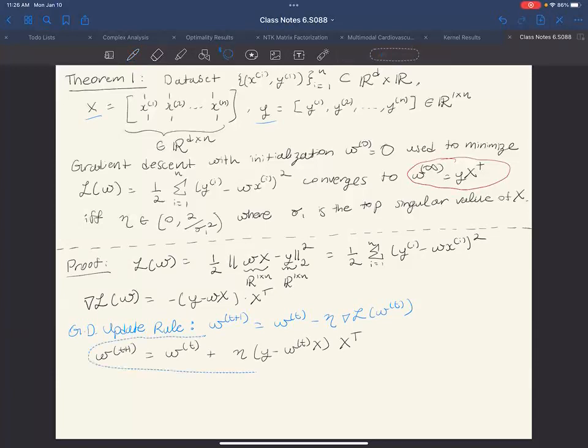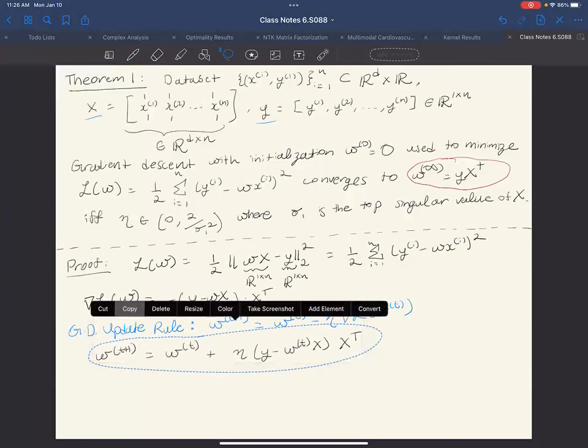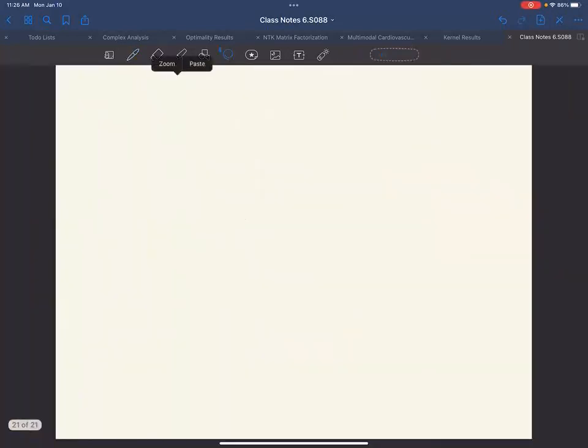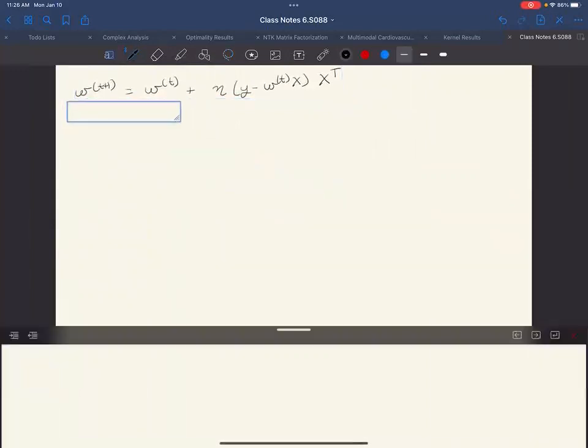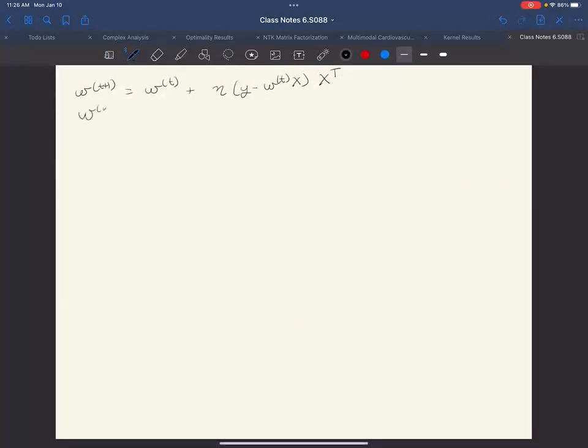To give myself a bit more room, let's copy this over to the next slide. Now keep in mind we have this initial condition, w at 0 equals 0. Let's start writing out the terms w1, w2, w3, and so on, and see if a pattern emerges. First, I'm going to rearrange this term up front and group the two wt's together. I get wt times (the identity matrix minus eta x x transpose) plus eta y x transpose. All I've done is regroup the terms in that equation, because this will make my life easier.